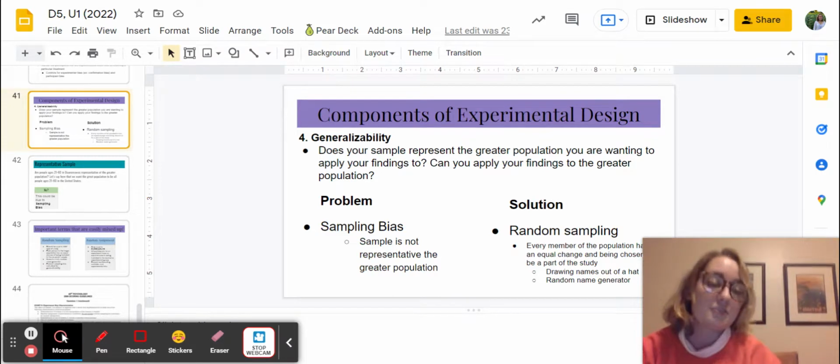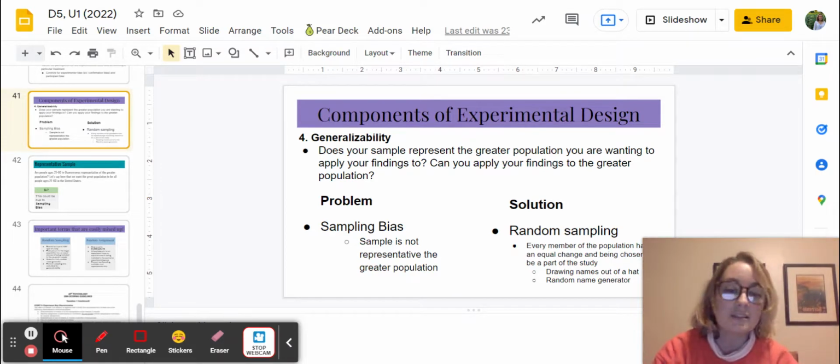Something that I could do to prevent this would be random sampling. This is taking every member of the population that I'm trying to apply it to and putting it in something like a computer generator, or drawing names out of a hat. So, putting all their names in and then using that kind of program to make sure it's truly random who you're picking to be a part of your study.